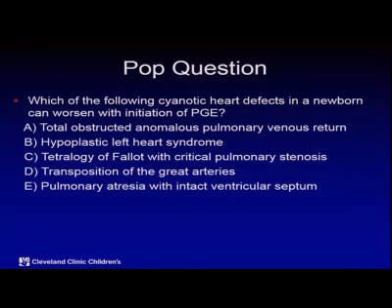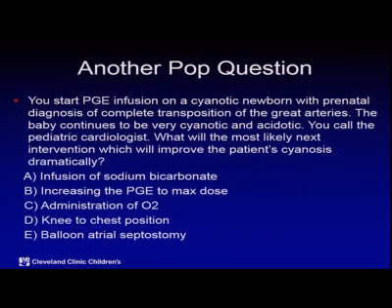So the blue baby that you may in fact make worse with starting prostaglandin. Yes, so total anomalous pulmonary venous return can worsen with PGE. All the other ones should really get better with PGE.